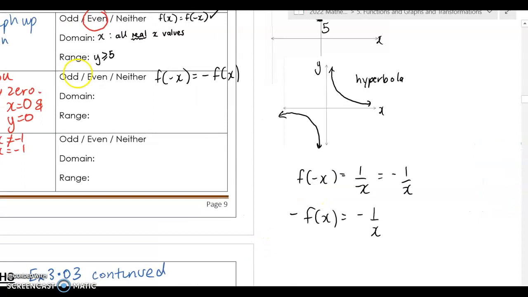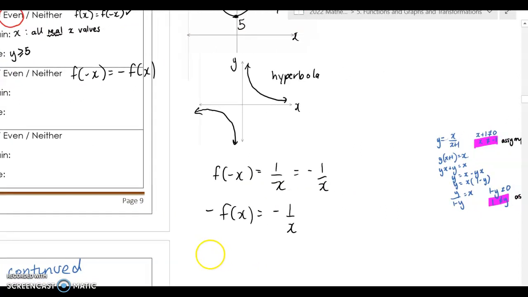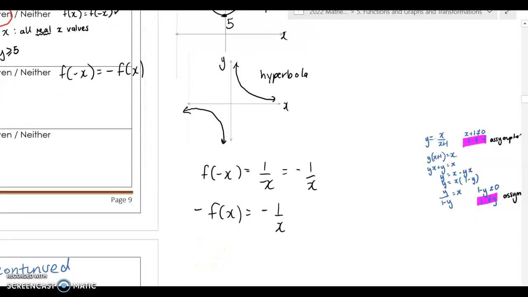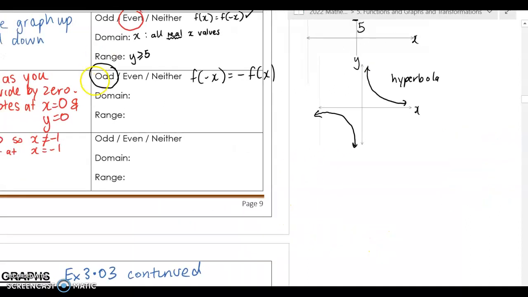Now, the definition of an odd function is it is reflective through 180 degrees. So if I was to reflect this side of my hyperbola over to here, and then reflect it back down again over the x-axis, that's what the 180 degrees means. So in this case, yes, that reflects through 180 degrees. So our function is an odd function. So I've circled odd over here.